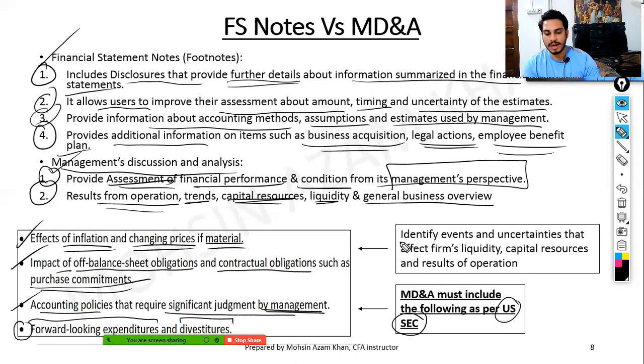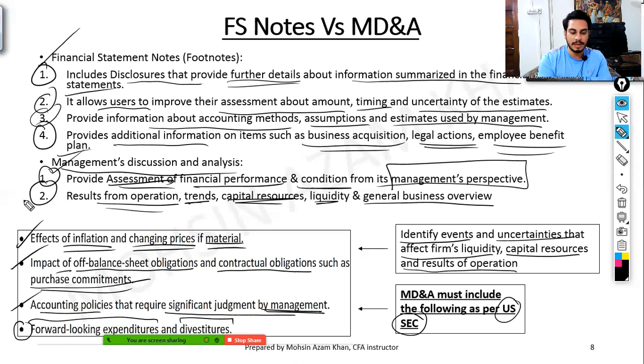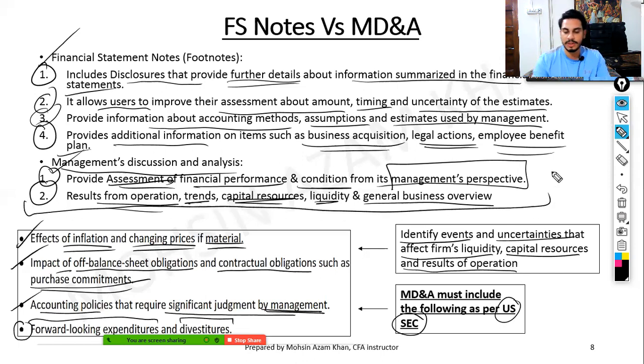This also helps identify events and uncertainties that affect the firm's liquidity, capital resources, and results from operations. So the MD&A will help you out in this. But remember this, though we haven't studied this concept yet, for now just remember that financial statements are always audited. We'll understand what audited means.